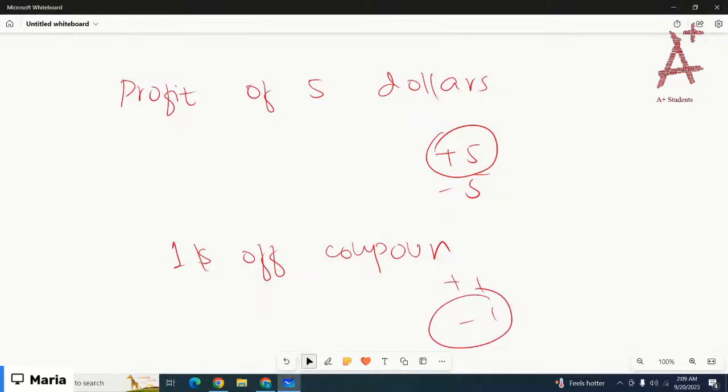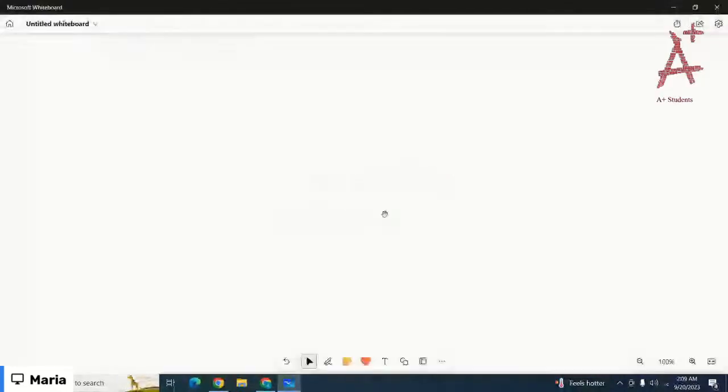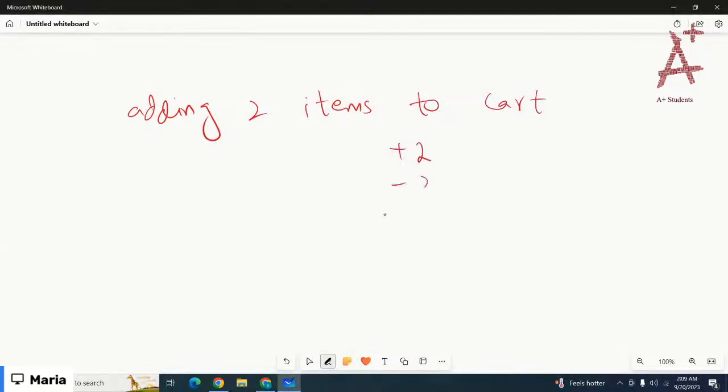The next one is adding 2 items to the shopping cart. Adding 2 items to cart. Is it represented by positive 2 or by negative 2? That means you are adding. Basically, we are working on integers, right? We're going to see how do we.